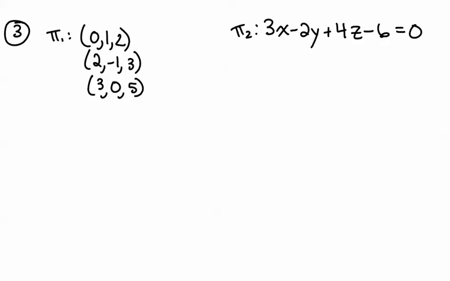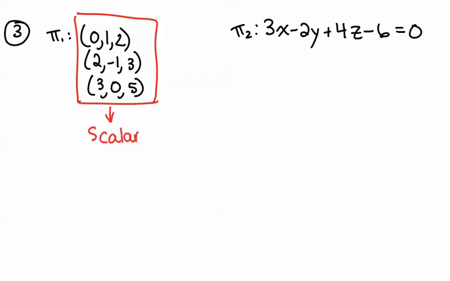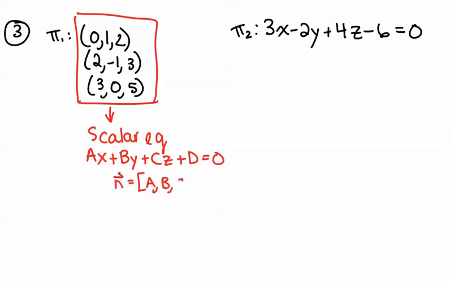There's more than one way to do this too, but I think I'm going to turn these into a scalar equation of a plane, because it's good practice too. So I want to turn these into a scalar equation, just like plane 2 is in. To make a scalar equation of a plane, that's the one that looks like ax plus by plus cz plus d equals 0. And I know that a, b, and c are actually my normal vector.